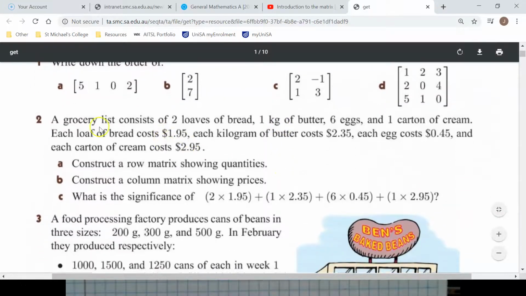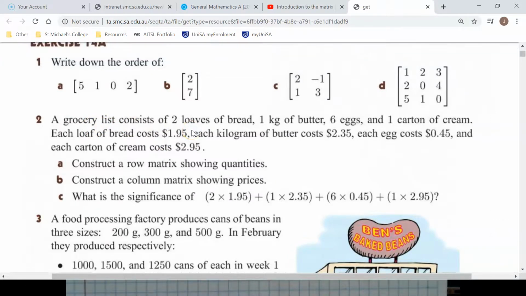In this one here, a grocery list consists of 2 loaves of bread, 1 kilogram of butter, 6 eggs, and 1 carton of cream. Each loaf of bread costs $1.95, each kilogram of butter costs $2.35, and each egg costs 45 cents, and a carton of cream costs $2.95. Construct a row matrix showing quantities, and then construct a column matrix showing the prices. So the row matrix is for the quantities, and the column matrix is for the price.